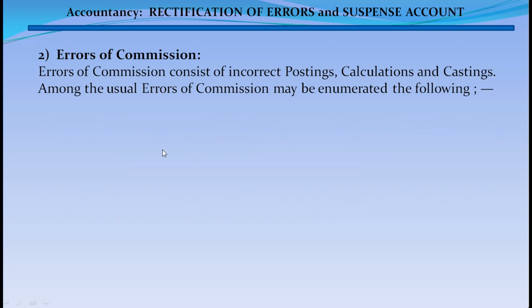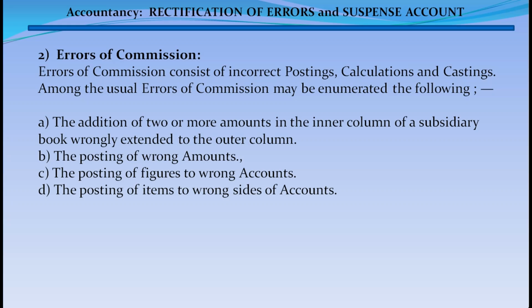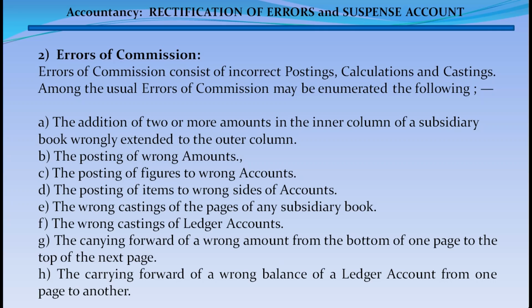Errors of commission. Errors of commission consist of incorrect postings, calculations and castings. Among the usual errors of commission may be enumerated the following. A. The addition of two or more amounts in the inner column of a subsidiary book wrongly extended to the outer column. The posting of wrong amounts. The posting of figures to wrong accounts. The posting of items to wrong side of accounts.